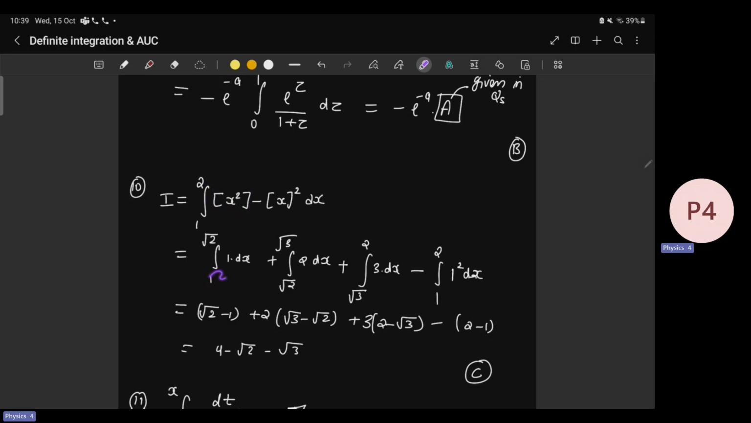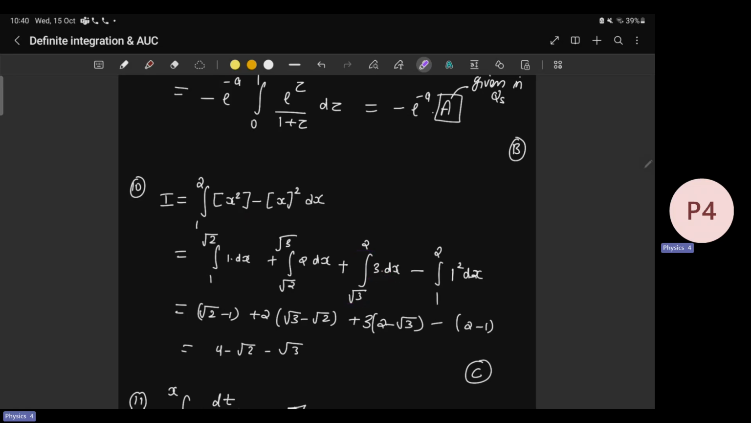This can be broken into 1 to root 2, 1 dx, root 2 to root 3, because this will be discontinuous when it becomes an integer, and x square will become integer at 1, root 2, root 3, 2, and so on. So first we are dealing with this part. In the interval 1 to root 2, this is 1 dx. Then root 2 to root 3, this is 2 dx. And then root 3 to 2, this is 3 dx.